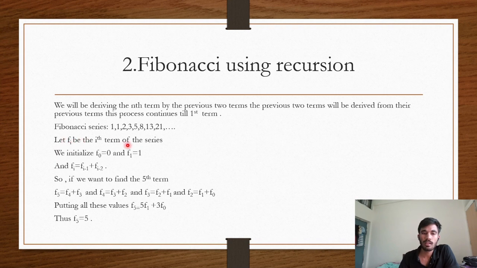Now, considering the ith term of the series as Fi, Fi can be written as Fi minus 1 plus Fi minus 2, and we'll be doing all of this in our code as well. If we want to find the fifth term, our IDE will fetch F5 is F4 plus F3. Since we don't know what F4 is, we calculate F4 is F3 plus F2, and again F3 is F2 plus F1. Putting all this together, and since F naught is 0, F5 comes out to be 5.